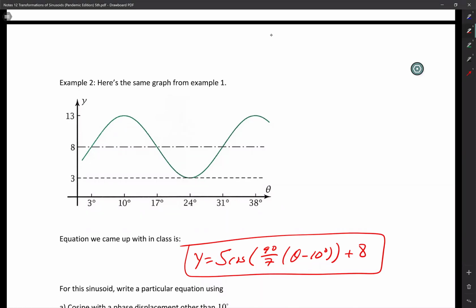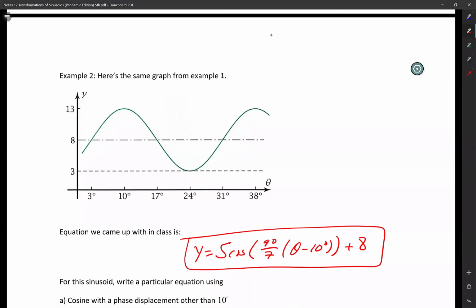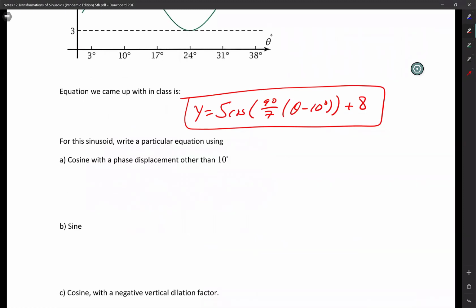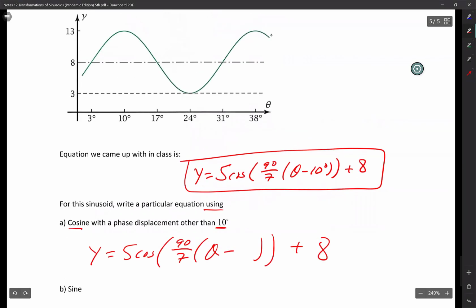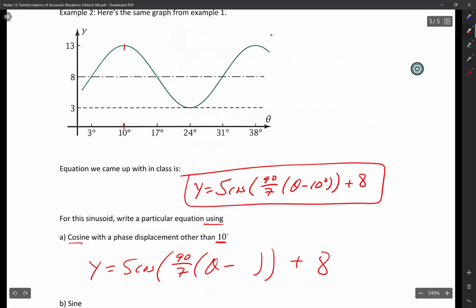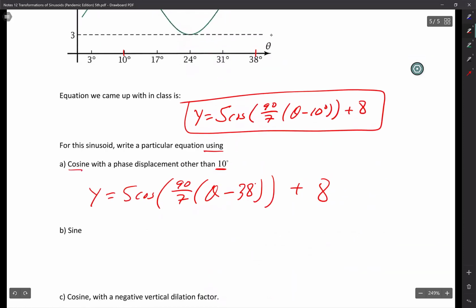You still okay? All right. So here we go. It says, for this sinusoid, write a particular equation using cosine with a phase displacement other than 10 degrees. So that means do the same equation, but they don't want to see a 10. Y equals 5 cosine 90 over 7 theta minus, we'll figure out that one in a little bit, plus 8. I have to look for another peak besides 10 degrees. Yeah, 38 degrees. There it is.